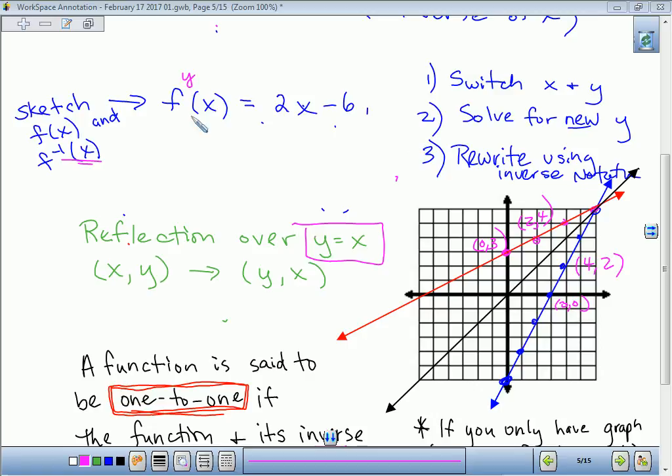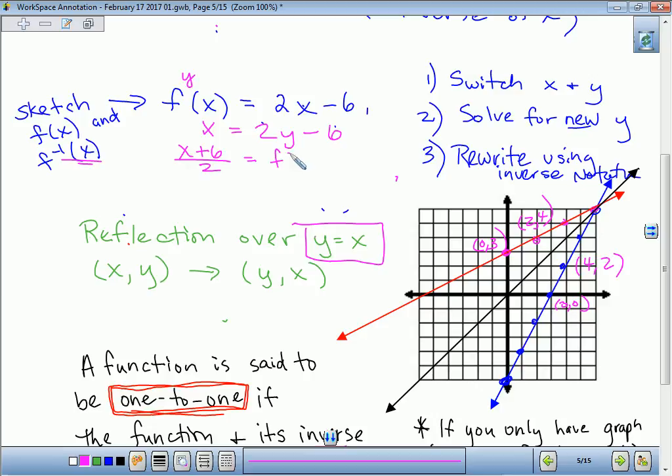Alright, so here we go. f of x means y. So if I switch my x and y, that becomes x, this becomes y. And then I solve for y. So I'm going to move the 6 over. It becomes positive. I'm going to divide by 2. And I'm done. So this is the inverse of f.